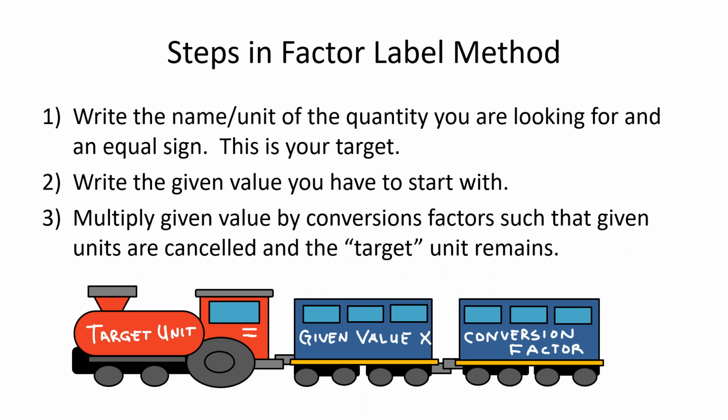So in order to convert between different units, we're going to use the factor label method, and it uses a set of steps that are always sort of the same way, and it can be likened to a little train. You're going to see that there's different values that can be added like cars on a train, and there's always something that you put at the beginning, which is kind of like the engine, which is like your target, the value that you're looking for. So first of all, you're going to write the name or the unit of that thing that you're looking for. We'll call that the target.